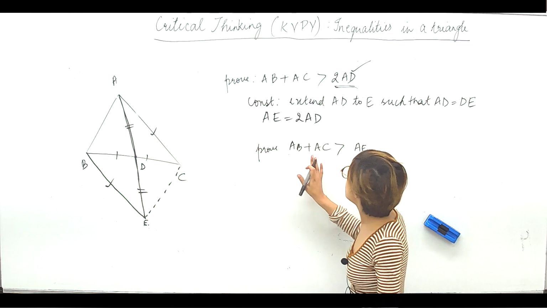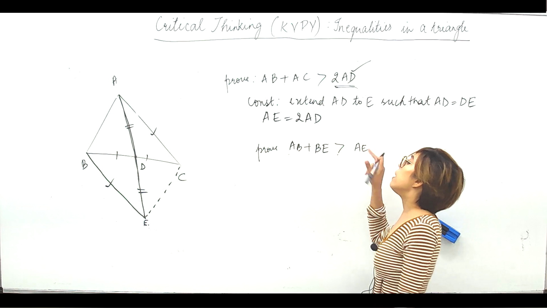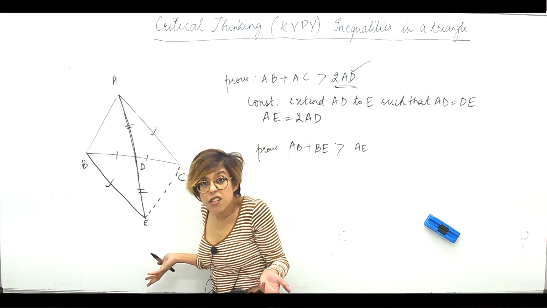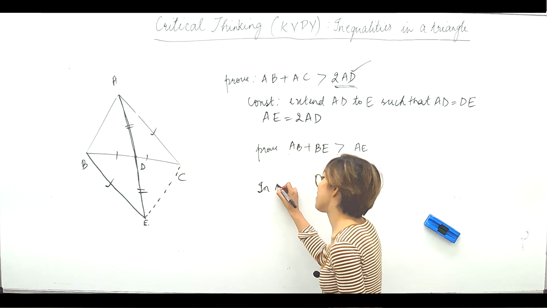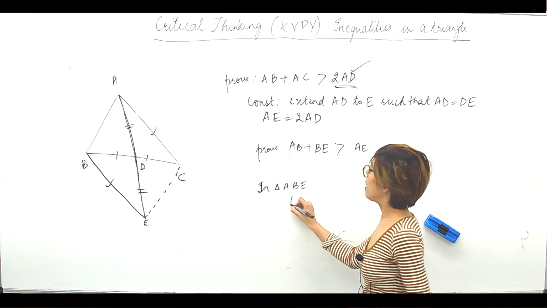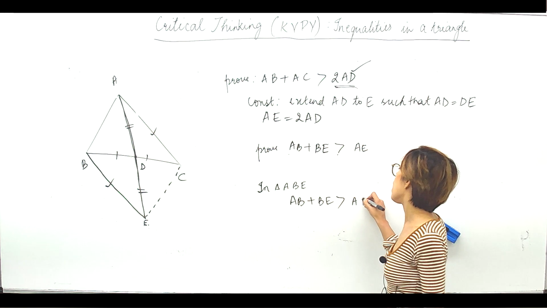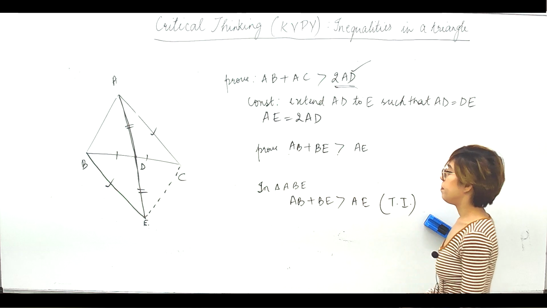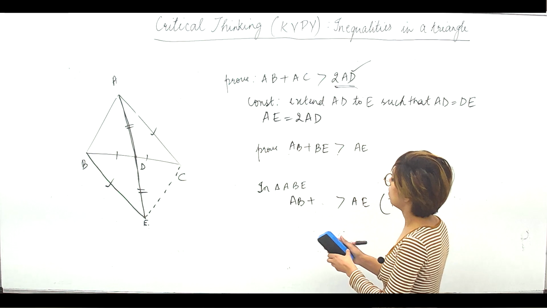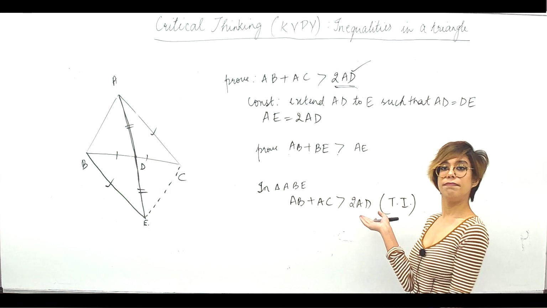I had to prove AB plus AC. Now AC is equal to BE, so I need to prove that AB plus BE should be greater than AE. In triangle ABE, the sum of two sides, AB plus BE, is greater than the third one, which is AE, by triangle inequality. Now substitute back: what was BE? It was AC. Write it down. And AE is nothing but 2AD. And proved, done.